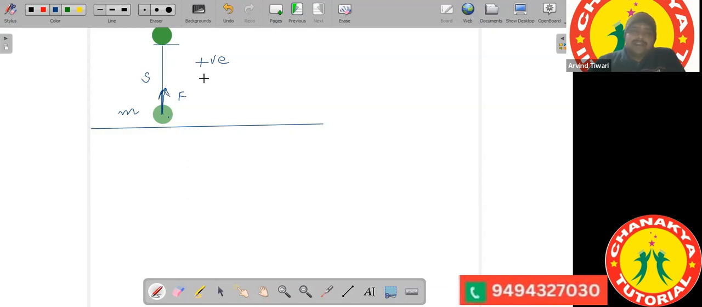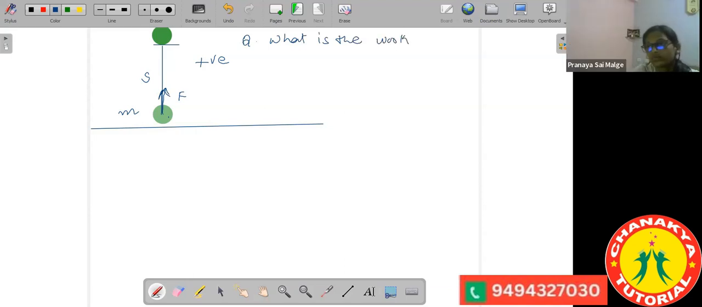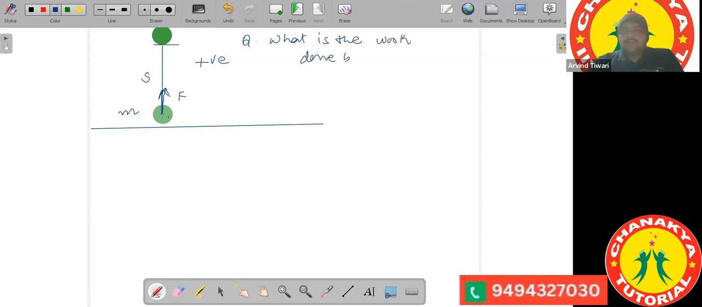Now, earlier my question was, what was my question? What is the work done by the force, right? The work done by force, and our answer was positive. Clearly, it's positive. Now, along with it, there is some other force also acting, and that is the force acting due to gravity. And the gravity is trying to pull it back.